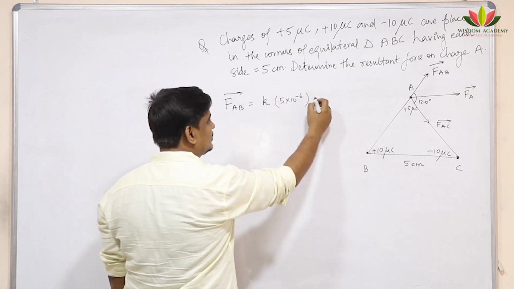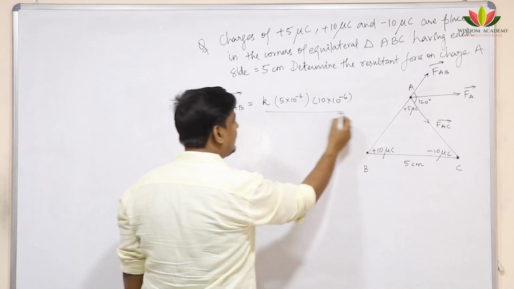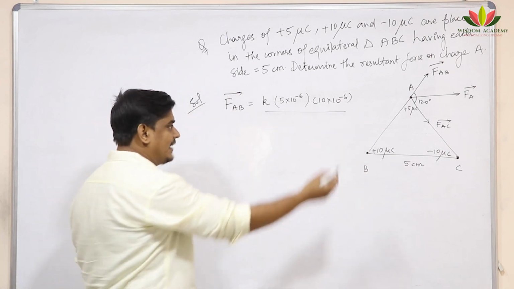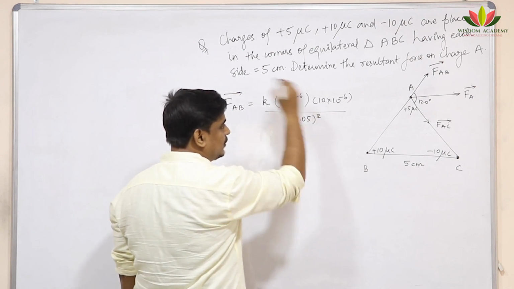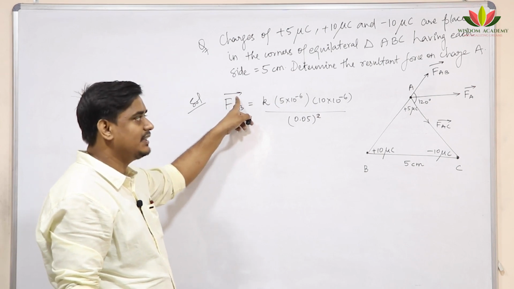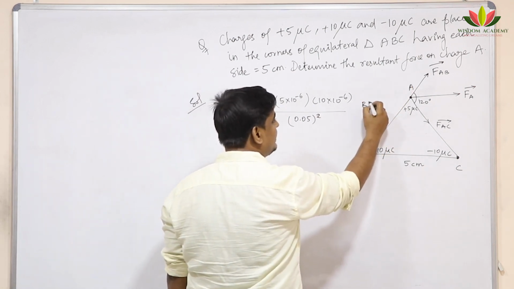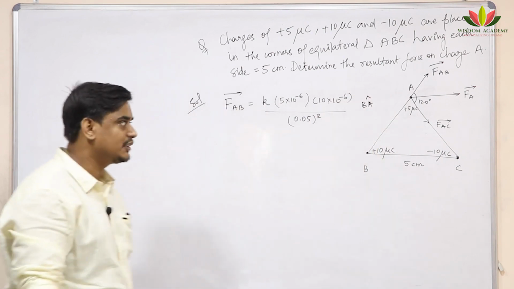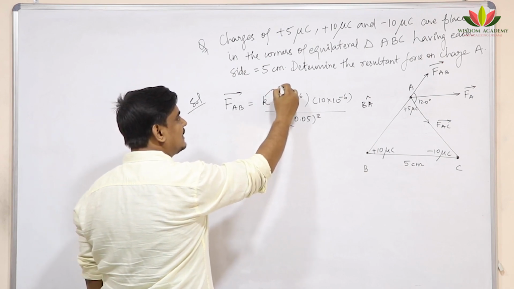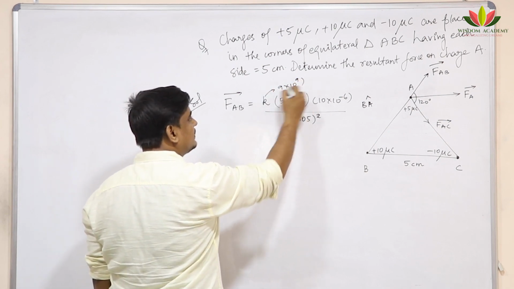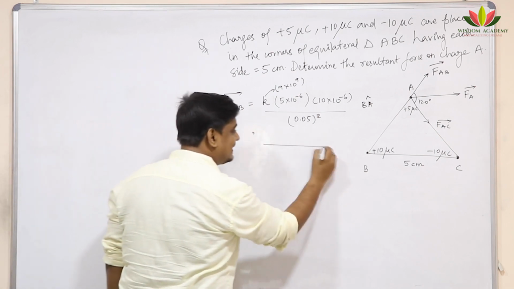And the second is 10, 10 into 10 to the power minus 6, by r square. What is r between them? 5 centimeter. Convert to meter, 0.05 the whole square. And since I have written the vector sign here, what is its direction? It is along BA, so I'll write BA cap. Is it fine? K value also can be put. What is the value of K? The K value is 9 into 10 to the power 9. So put everything and find the value of FAB like this.